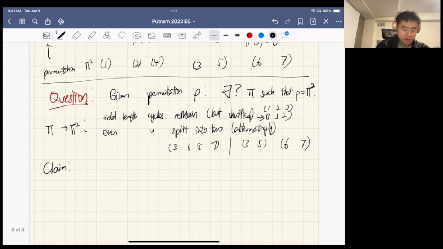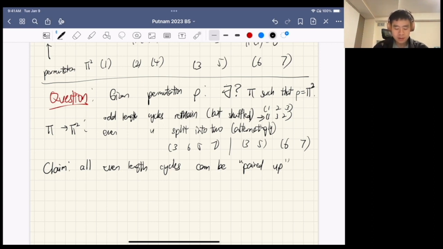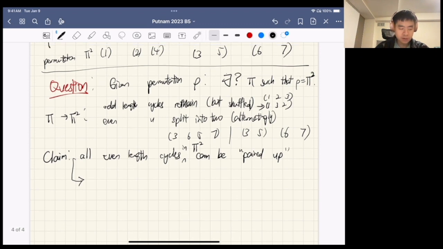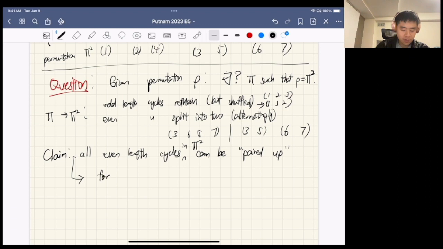So the claim now is that all even length cycles can be paired up, which also means that for each even k, the number of cycles with length k in pi square is also even.